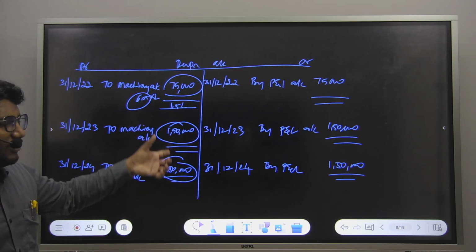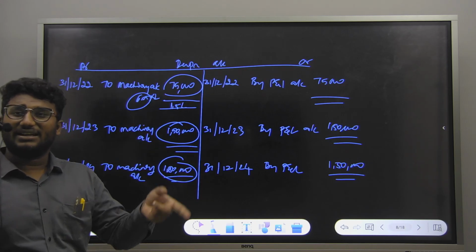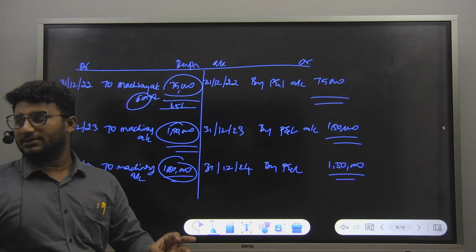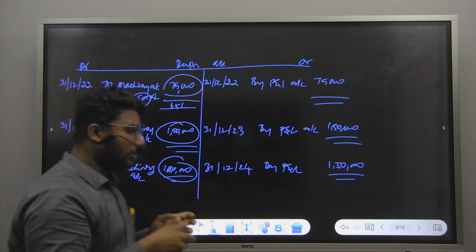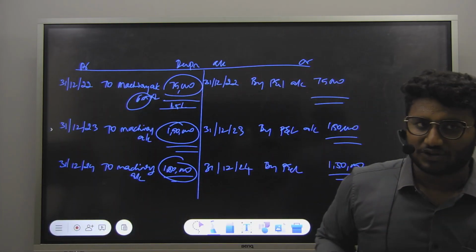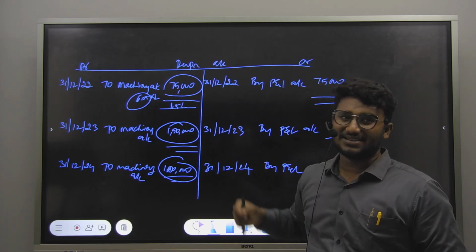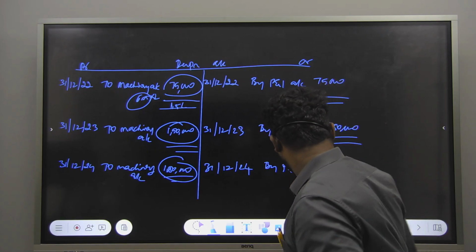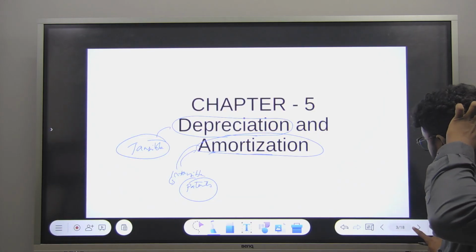So all the logics, all the entries, all the accounts will be exactly same under diminishing balance method, except the method of calculation of depreciation. So you already know the method of calculation of depreciation, and now you have got to know the journal entries as well as the ledgers. So we will do. First let us pass the journal entry for the same question.